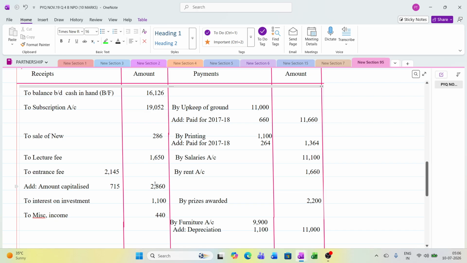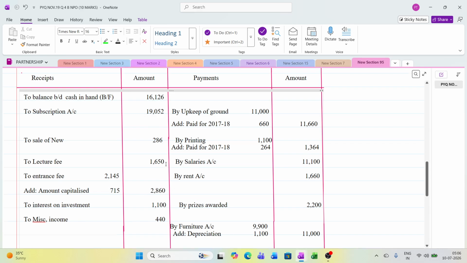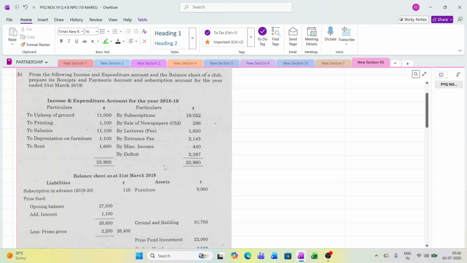Out of that, 1/4. See, you can divide it by 4. 7 fours are 28. 1/4 is 4. Balance is 2. 20. 5 fours are 20. 715. You can verify also. 1/4 of that has been transferred to capital fund. So you have to add that and show it here. So this part is also over.